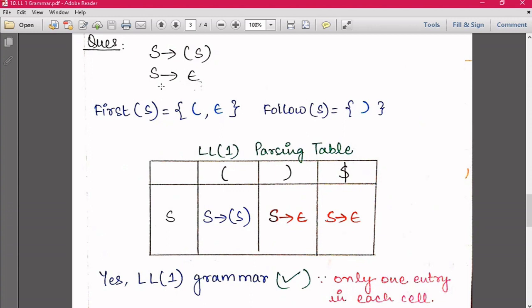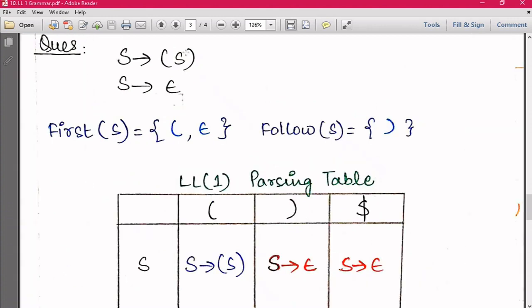And what is follow? See, if this is the variable, this is alpha and this is beta, then follow of S will be first of the symbols ahead of it. The symbol ahead of it is this bracket. So this is the follow of S. But in follow of S, we also have dollar, as I have already told you. Follow of S will also include dollar, which is not mentioned here, but you have to take care of that also.